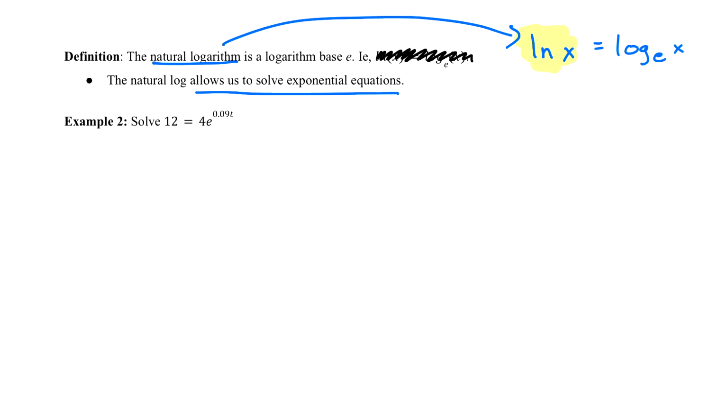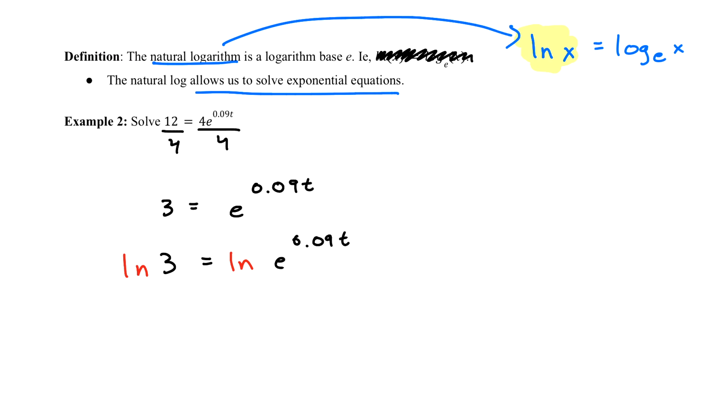So the first thing I need to do is get rid of that 4. So let's divide both sides by 4, and I'll end up with 3 equals e to the 0.09t. Once you have that exponential by itself, now we're going to go ahead and apply our natural logarithm. So I'm going to take the natural log of both sides of my equation. So we'll have natural log of 3 is equal to, on my right-hand side, natural log of e to the 0.09t power. So I'm just applying my natural logarithm to both sides.